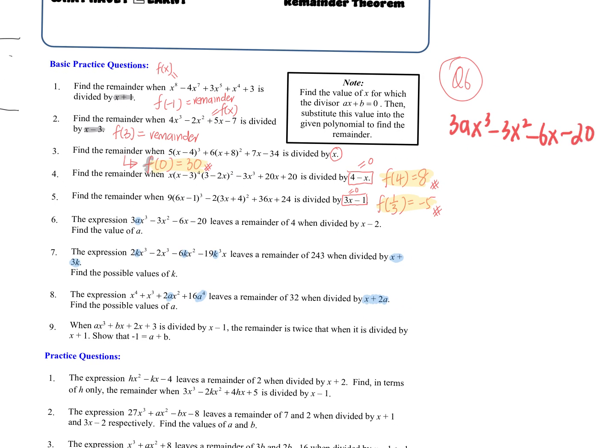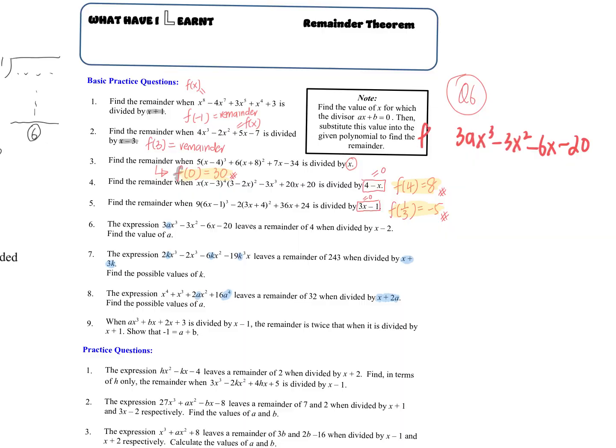Okay, this is my f of x. Question 6. This is my f of x. I let it be f of x so that it's easy to represent my answer. It leaves a remainder of 4 when I divide by x minus 2. So what is the value of x I should sub in? 2. And then it gives me my remainder 4. This is what the question tells me. They straight away tell me my remainder is 4. So this is by remainder theorem.